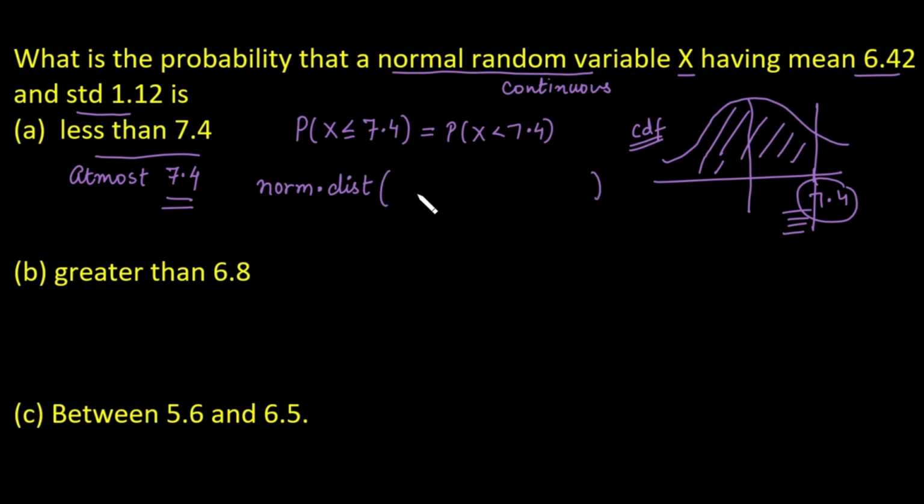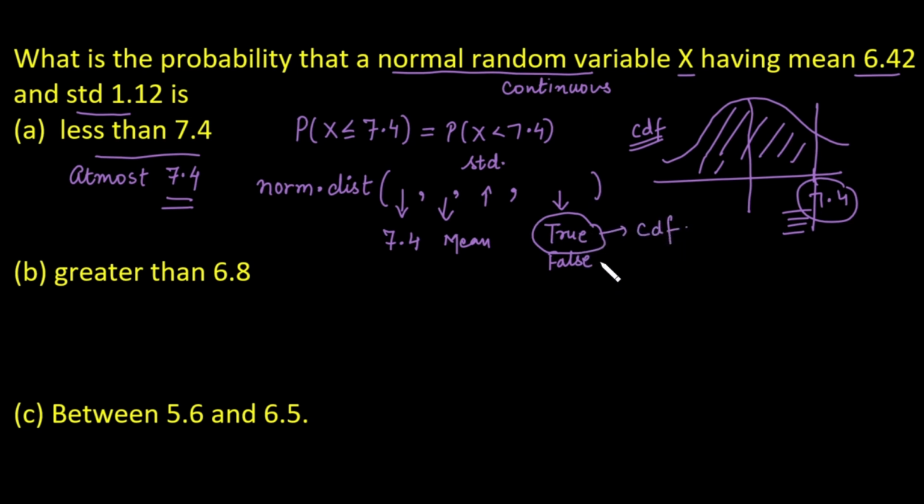for the distribution, and it requires 4 parameters. The first parameter is related to the possible value of x. Suppose in this case we are taking 7.4. The second value corresponds to the mean. The third value corresponds to the standard deviation, and the last value is either true or false. True means we need to evaluate the cumulative distribution function. False means we need to find the probability mass function. So right now in this case we need the cumulative distribution function, so we will mention the fourth parameter as true.